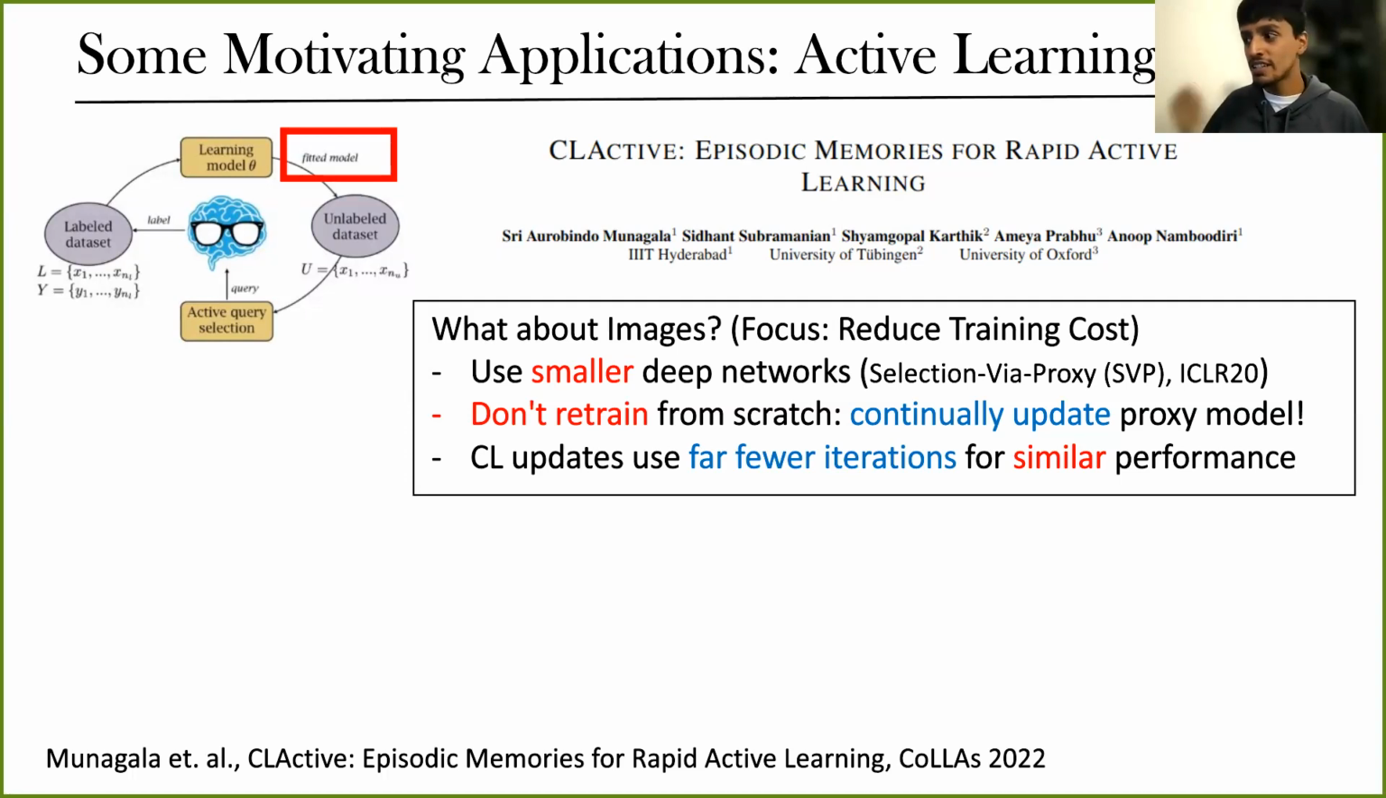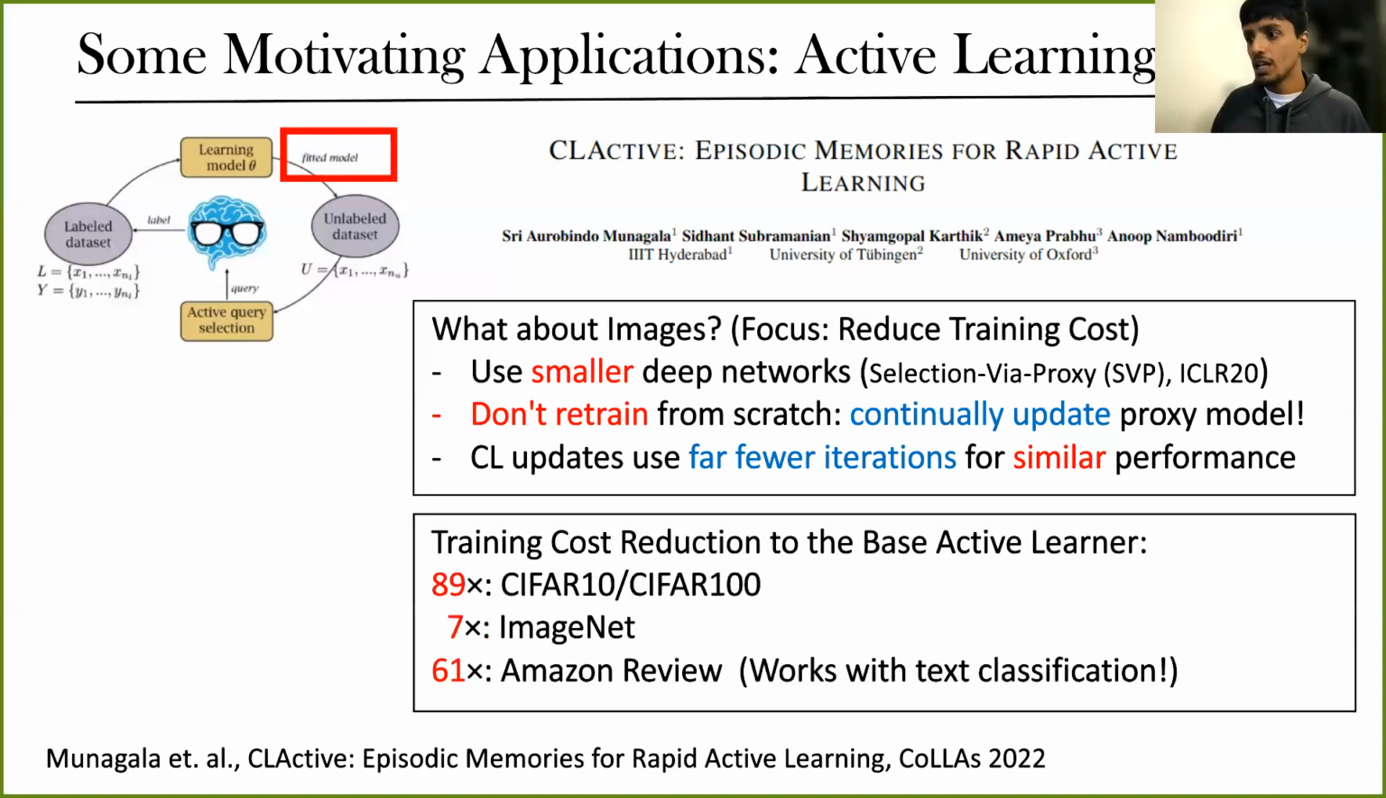This minimizes the training cost by quite a lot, because when you continually update a model, you use far fewer iterations, and you can achieve very similar performance. We get very large reductions in training cost compared to the base active learning, which is training from scratch. We get up to 89 times reduction on CIFAR datasets, 7 times on ImageNet, and 61 times on Amazon Review. So this works with text classification as well.